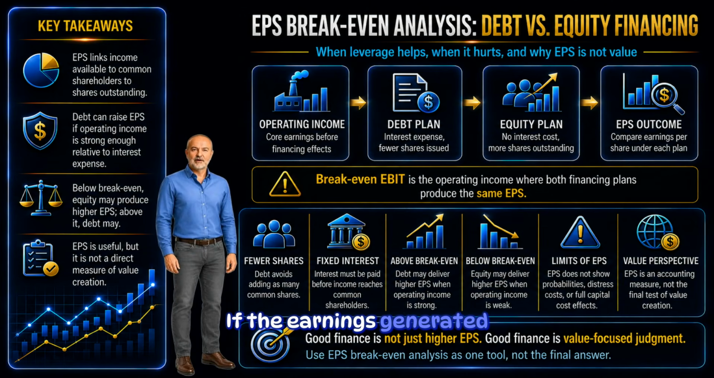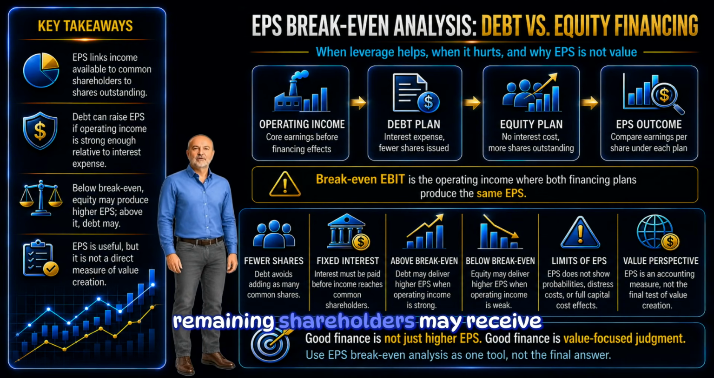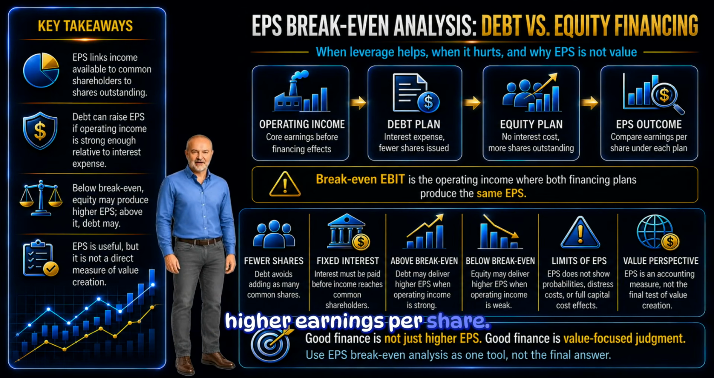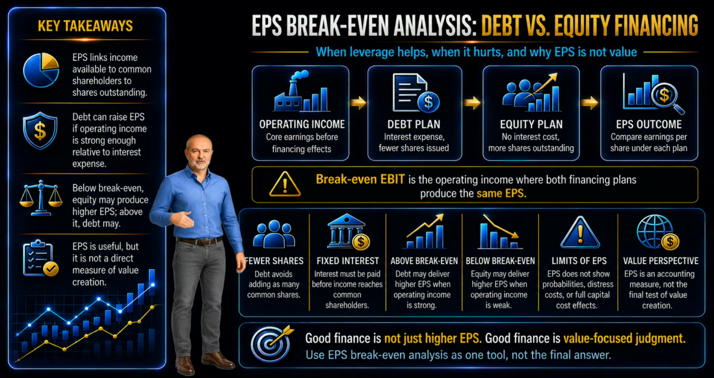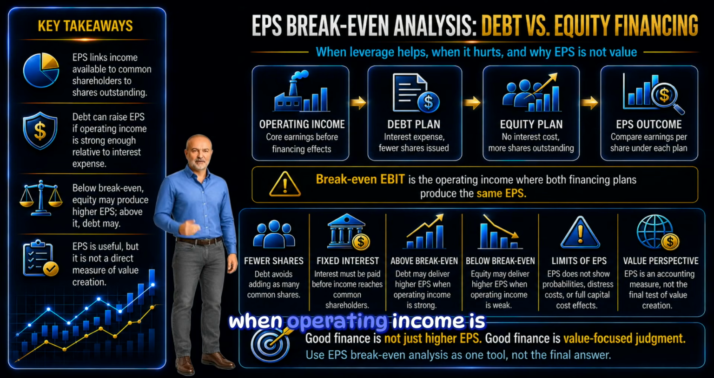If the earnings generated by the financed assets are strong enough relative to interest expense, the remaining shareholders may receive higher earnings per share. But debt can also lower earnings per share when operating income is weak. Interest must be paid before income is available to common shareholders. This fixed payment can reduce or eliminate the benefit of having fewer shares outstanding.